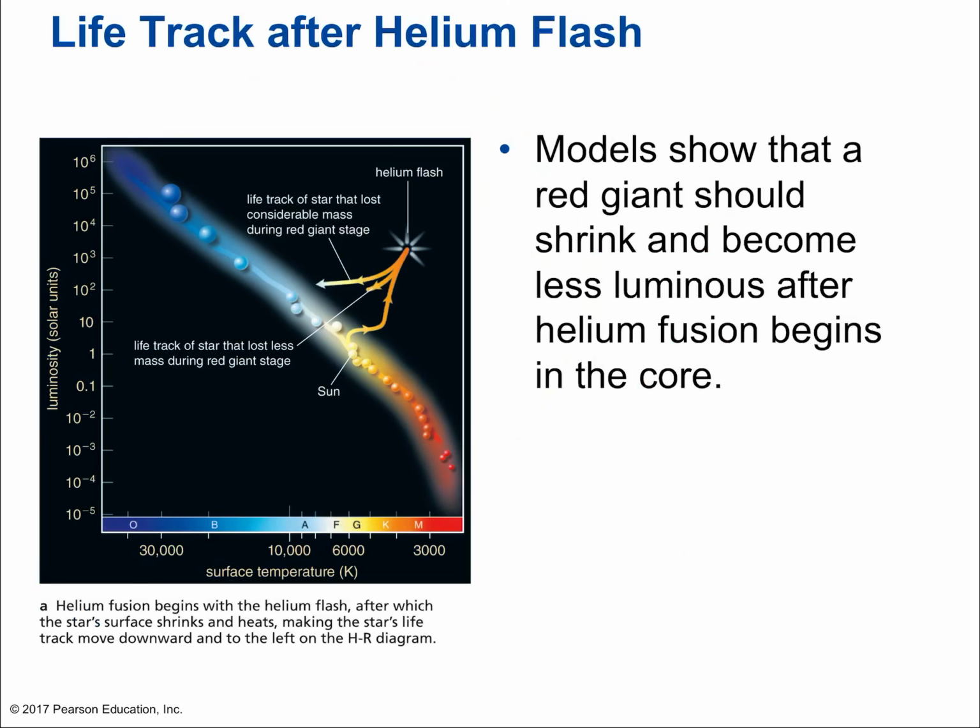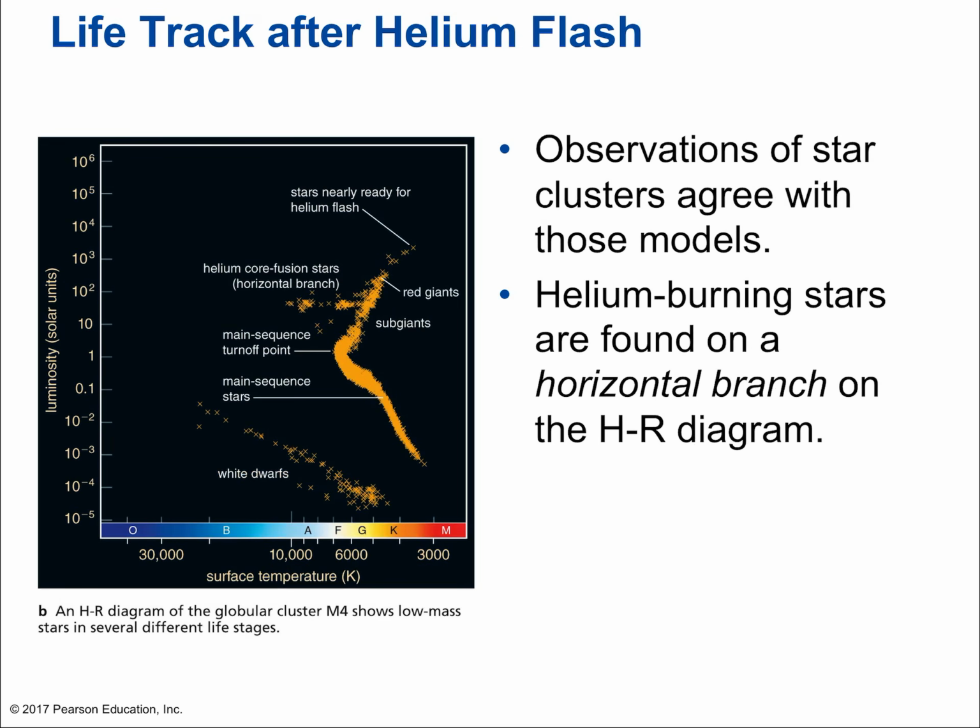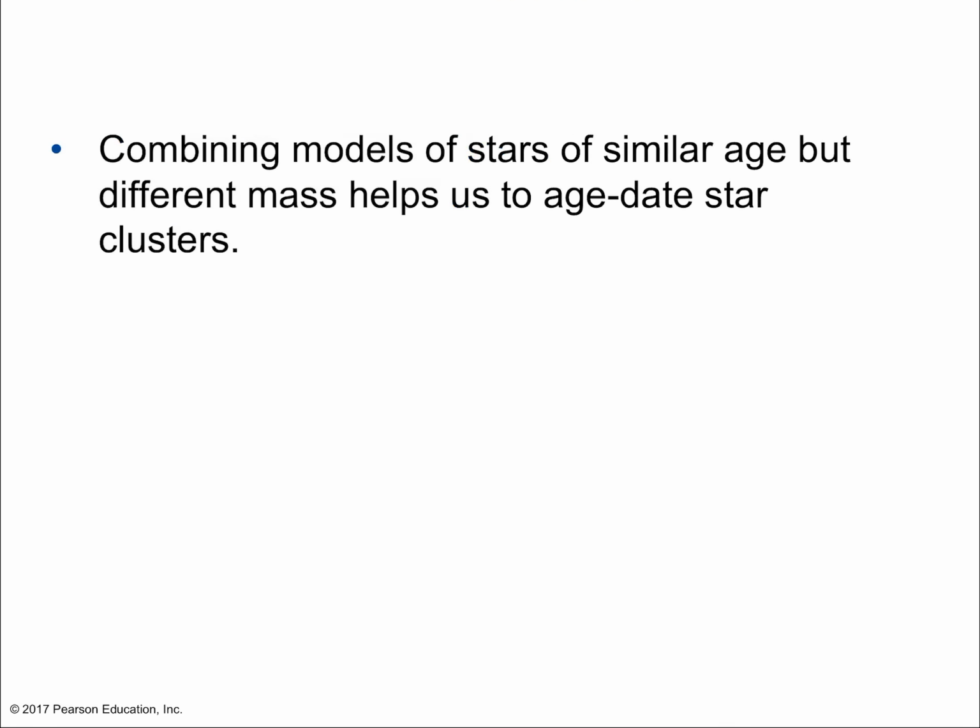So models show that a red giant should shrink and become less luminous after helium fusion begins in its core. So it kind of returns to this stable-like phase. All right. And observations of star clusters agree with those models. The helium-burning stars are found in a horizontal branch of the HR diagram. Right, so they're right there, all the helium-burning stars. Combining models of stars of similar age but different mass helps us to age-date star clusters.